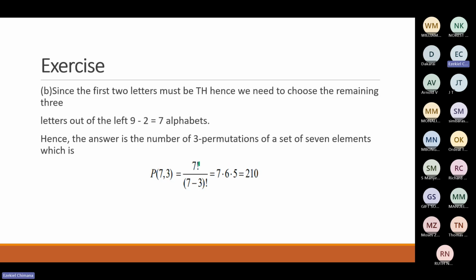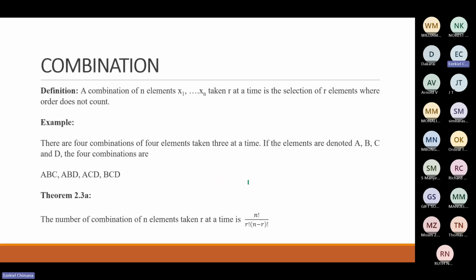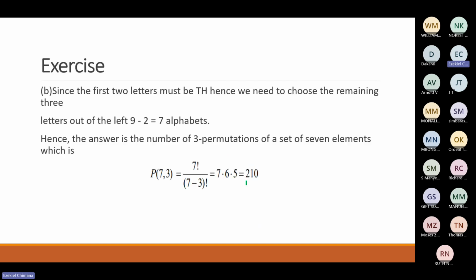Then it's 7 factorial over 7 minus 3 factorial, because it's n minus r there. Then we find the factorial of that. So it's just 7 factorial over 4 factorial. The 4 factorial part here and the one at the denominator will cancel each other out, and it needs to be 7 times 6 times 5. So you end up having 210 ways. So that's it on permutation. I don't know if I've got some questions on permutation.